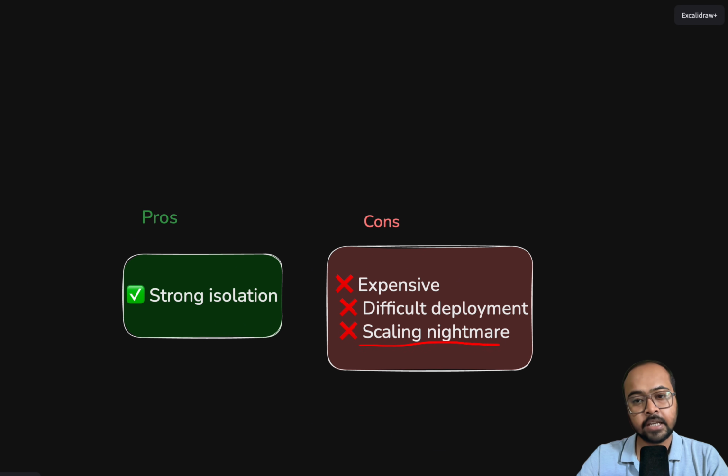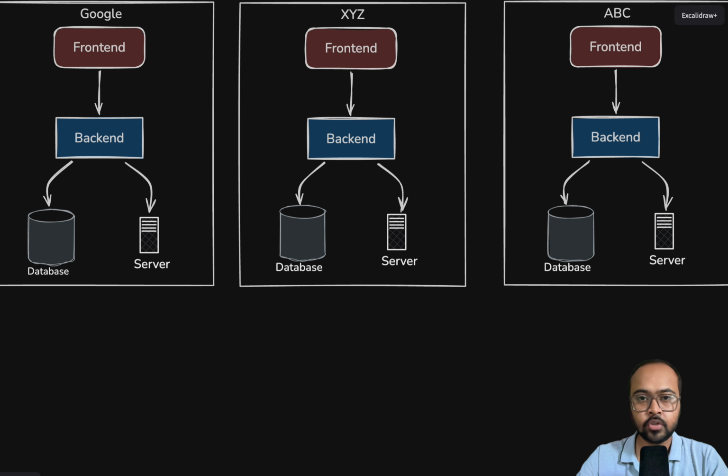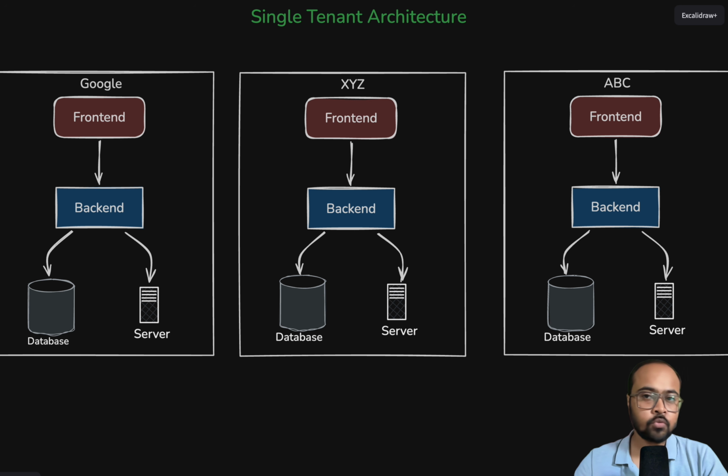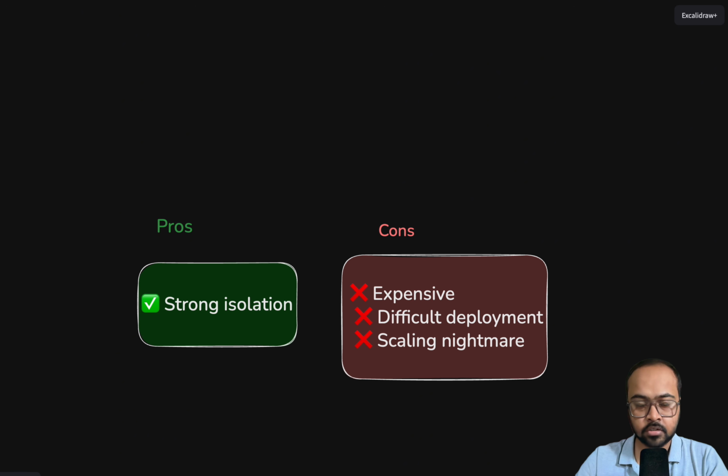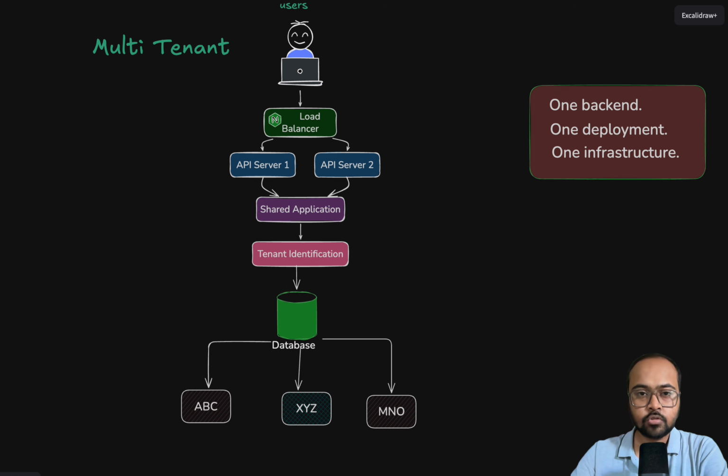And obviously scaling is a problem here, because as you get more users and customers, you spin up separate databases and separate servers for them, and that is very costly. Scaling is problematic because the infrastructure cost increases rapidly. So that was about the single tenant architecture, in which for each customer we create separate databases and maintain separate servers.